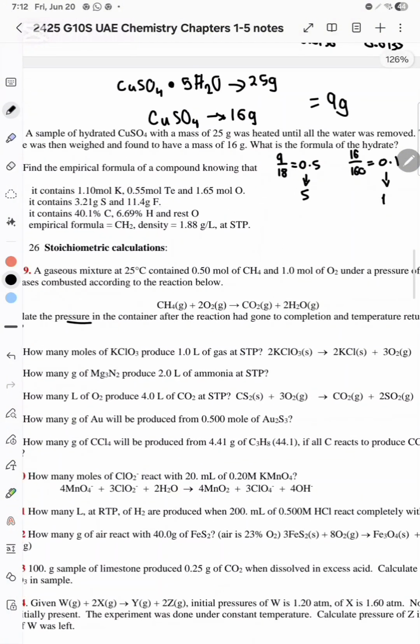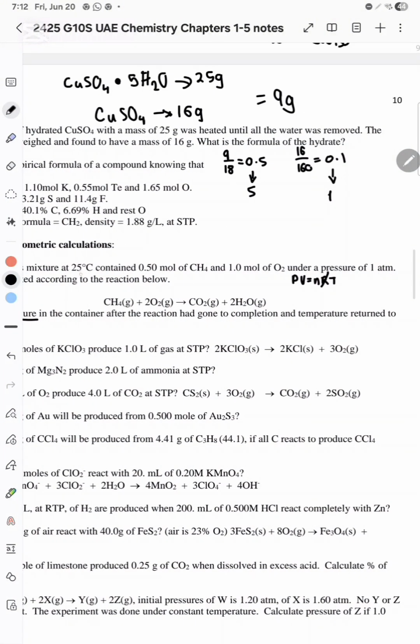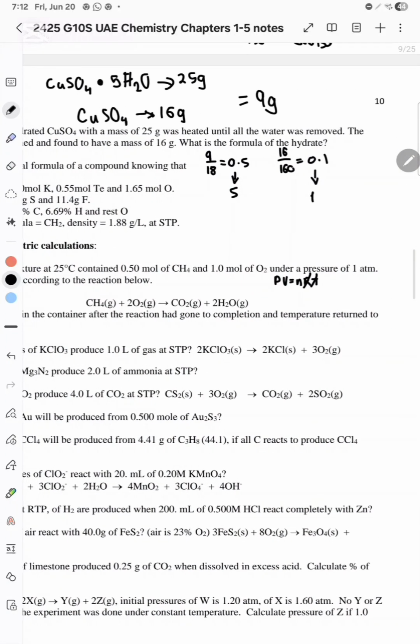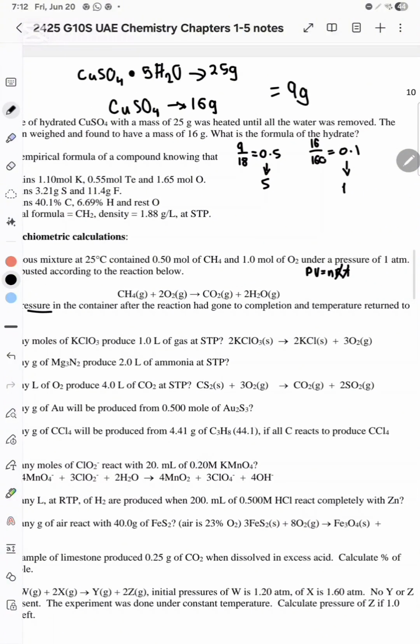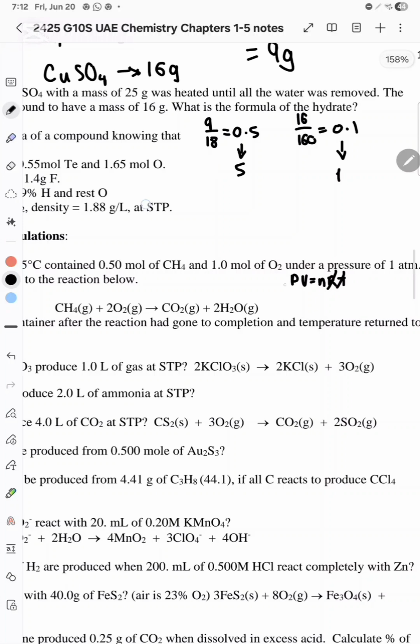Now we already know the equation PV equals nRT, right? Here R is always constant. Temperature here was constant. Why? Because they said after the temperature has returned. So temperature never changed, so we remove it from our equation. The pressure is what we need to find, and the volume throughout the entire thing never changed. It was never mentioned, so it never changed. So V is not equal to n, but V is proportional to n.